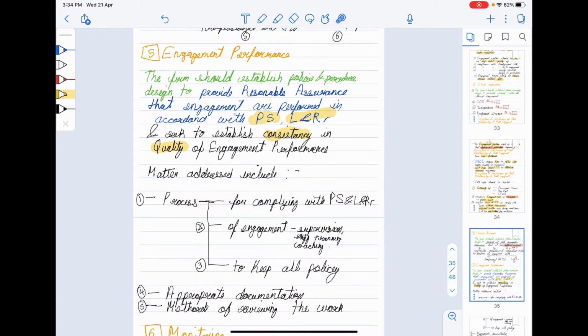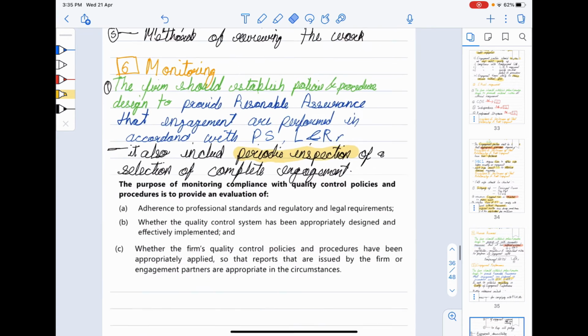For engagement performance, the firm should establish policies and procedures designed to provide reasonable assurance that engagements are performed in accordance with professional standards and legal and regulatory requirements, and it should seek to establish consistency in quality of engagement. Matters addressed include policies to comply with professional standards and legal and regulatory requirements, engagement supervision, staff training, coaching, processes to keep all the policies, appropriate documentation, and method of reviewing the work. Okay, last point is monitoring.